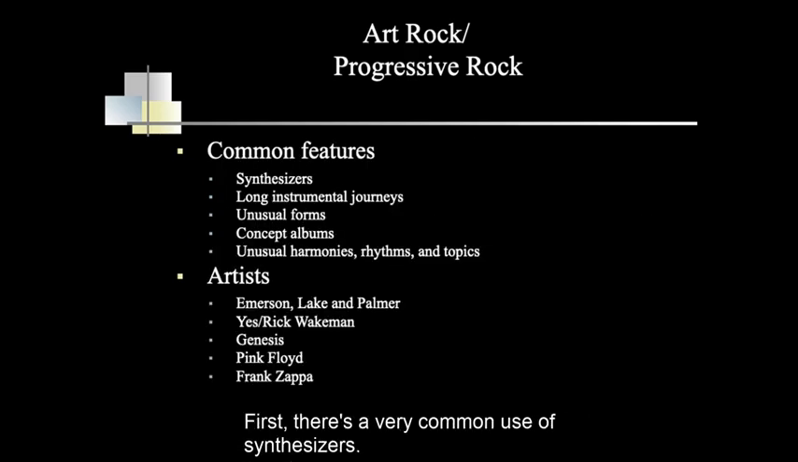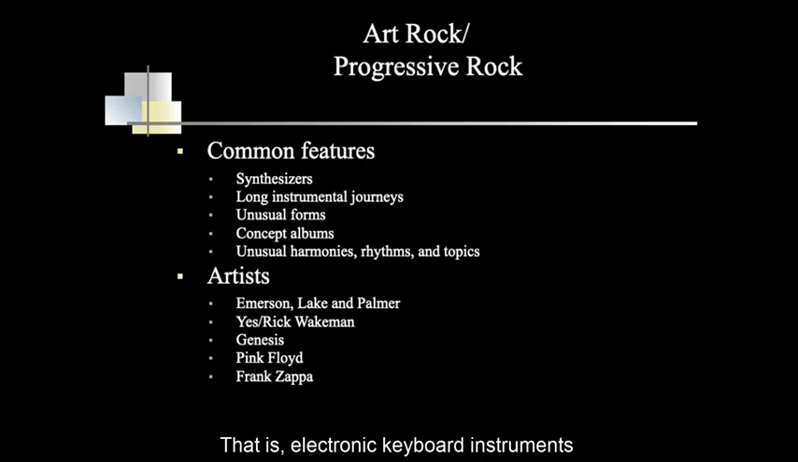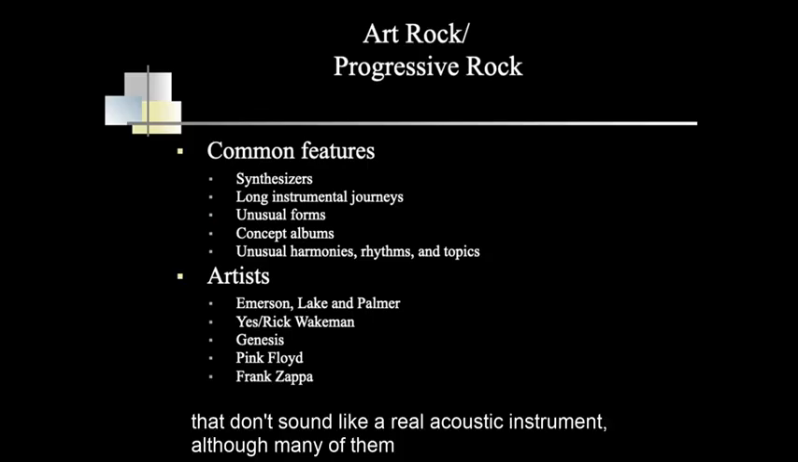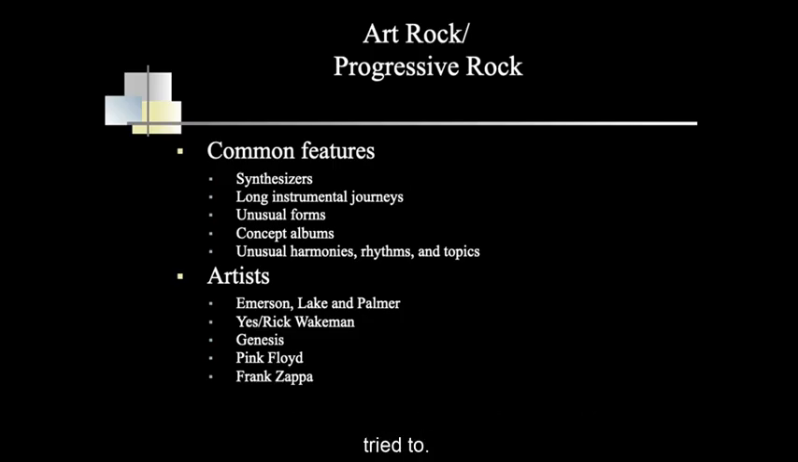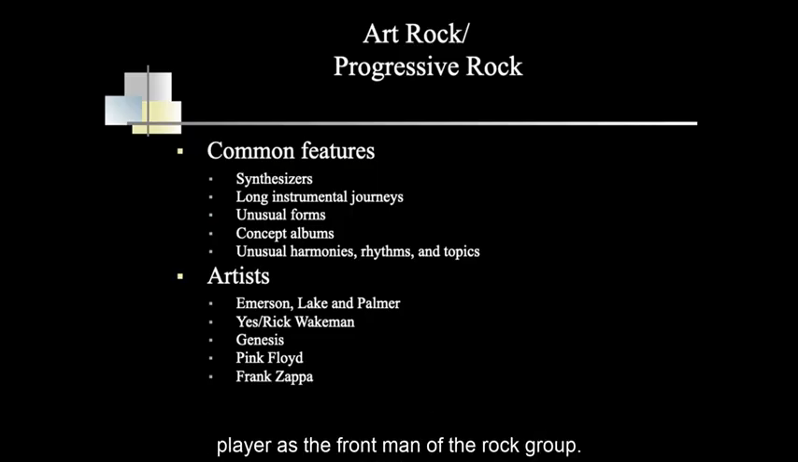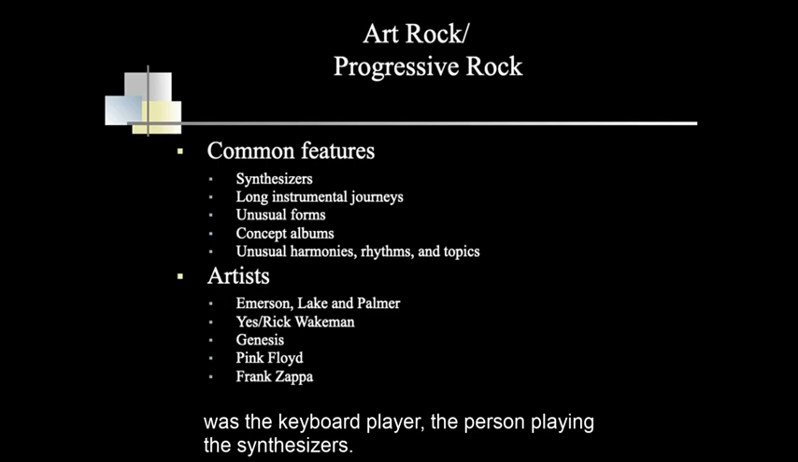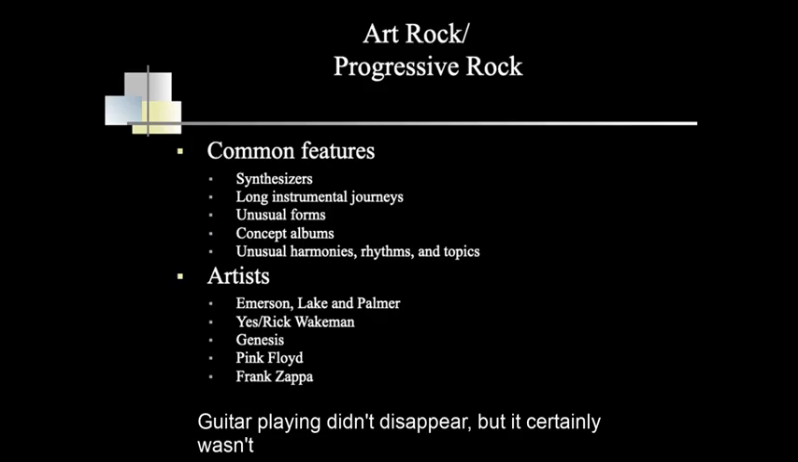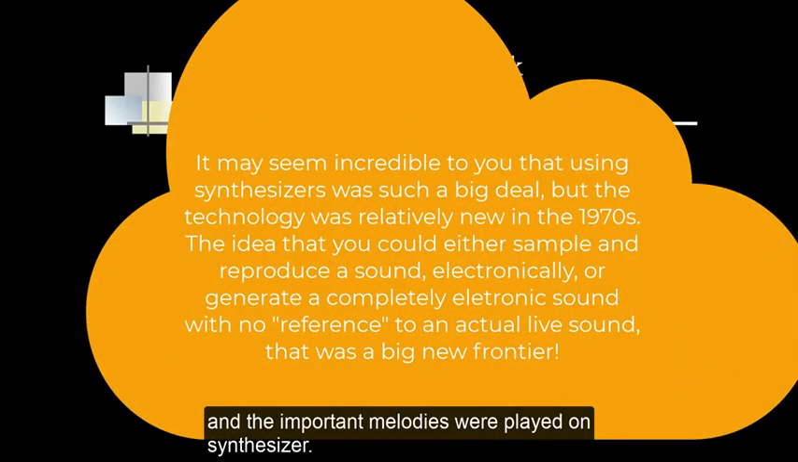First, there's a very prominent use of synthesizers, that is, electronic keyboard instruments, that don't sound like a real acoustic instrument, although many of them try to. Especially with musicians of the British invasion, we saw the rise of the lead guitar player as the front man of the rock group. In progressive rock, the real hero often was the keyboard player, the person playing the synthesizers. Guitar playing didn't disappear, but it certainly wasn't quite as important. And often many of the long solos and the important melodies were played on synthesizer.